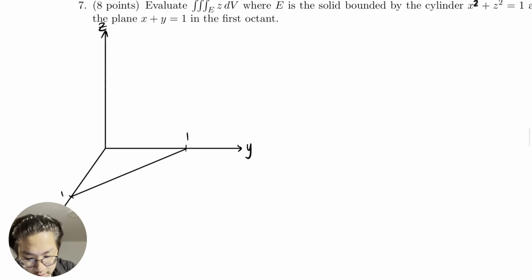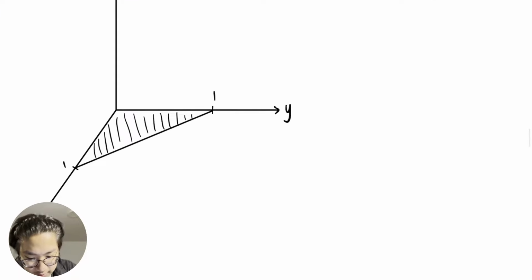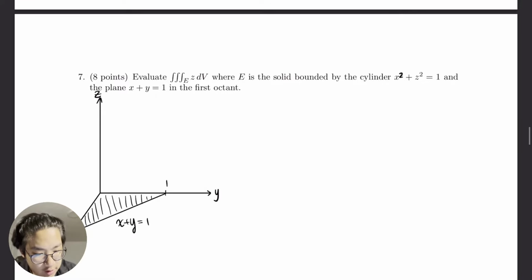Okay, and yeah, I'll quickly shade this part in. Okay, and yeah, I'll specify this as x plus y is equal to 1. Next, we can sketch this part over here. We have the cylinder x squared plus z squared is equal to 1.